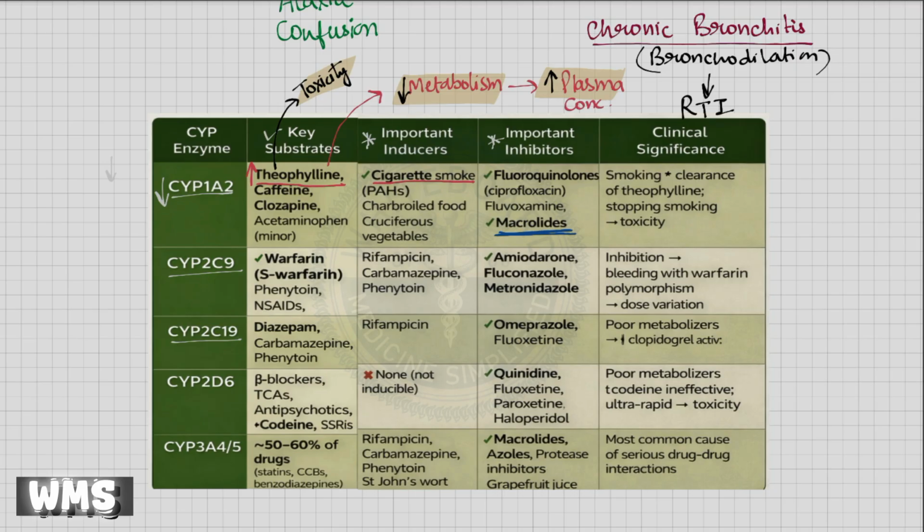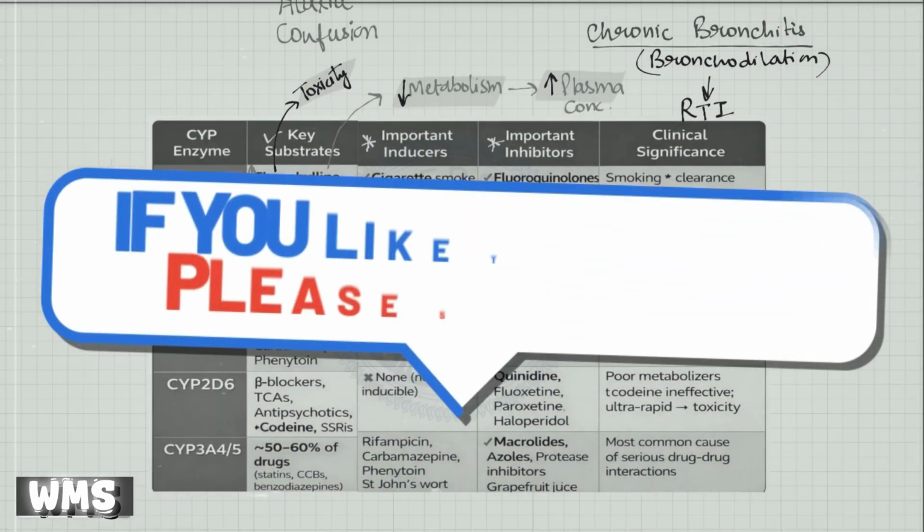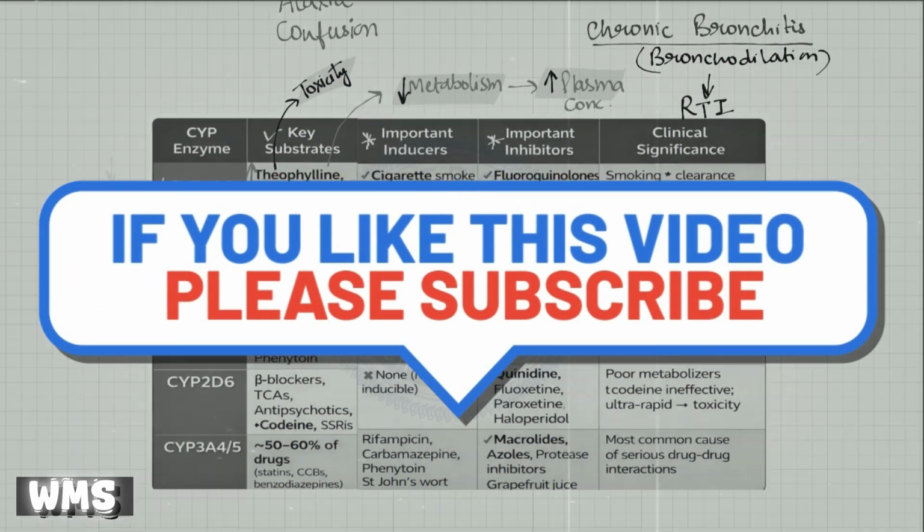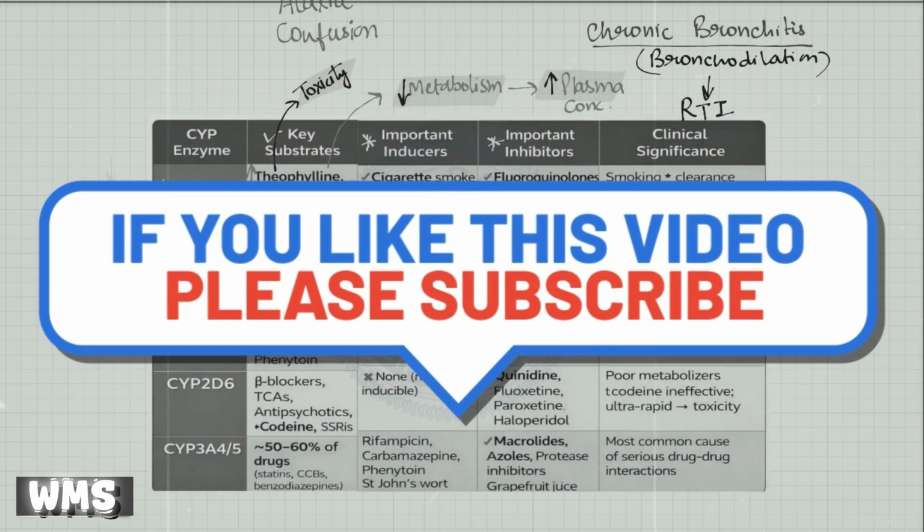So remember, don't memorize the table. Understand the patterns. Know what inducers do, know what inhibitors do, and be able to predict how plasma drug levels will change. That skill will serve you far better than rote memorization.